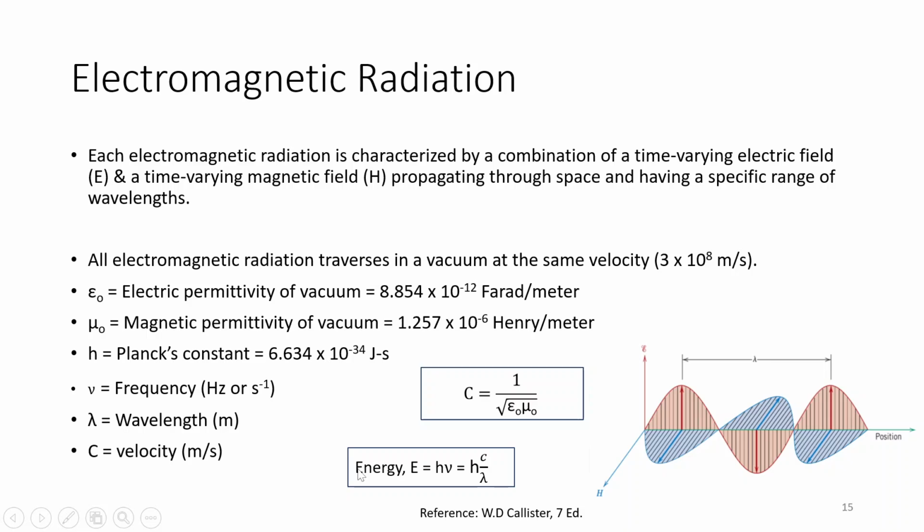Next is energy, which can be given as h nu, where nu is the frequency multiplied by a constant. h is your Planck's constant. Then frequency can be written as c upon lambda, because c is the velocity. So the velocity of the electromagnetic spectrum will be the speed of light. So it is the speed divided by wavelength.